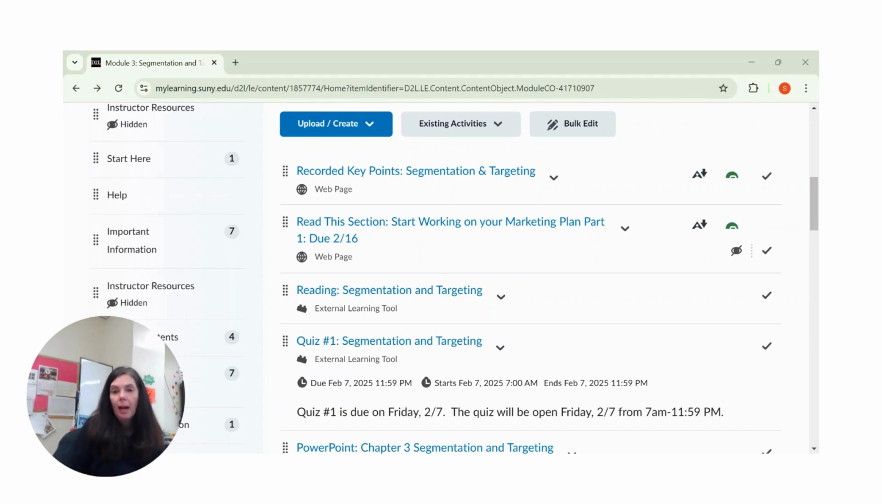So make sure you highlight some key terms and look for some real world examples that matter to you and make sense to you.